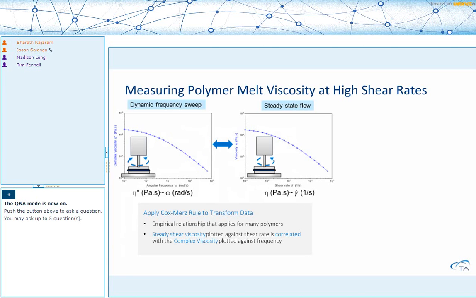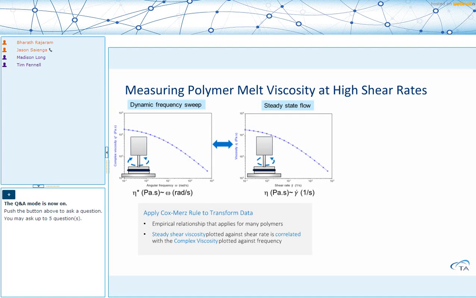The first is the application of Cox-Merz rule to be able to get polymer melt viscosity at very high shear rates. And what this does is it's an empirical relationship that applies for many polymers, and it takes a dynamic frequency sweep. A frequency sweep is a very basic experiment on a rotational rheometer where the rheometer head is moving back and forth in a sinusoidal fashion, very small amplitude deformations that gives us a wealth of information about its structure. And from that type of experiment, we can get the complex viscosity as a function of angular frequency.